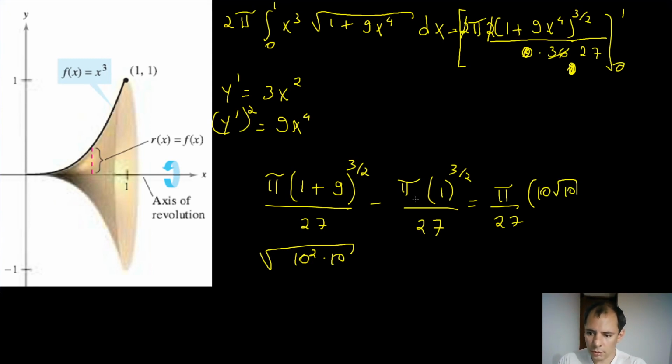And then you have minus 1, because 1 to the 3 halves is just going to be 1 times pi is pi. So this term becomes pi over 27, but because we factored it out here, you got a minus 1 there. So it's 10 square root of 10 minus 1 times pi divided by 27, and yeah, that's right. This thing here is approximately 3.563.